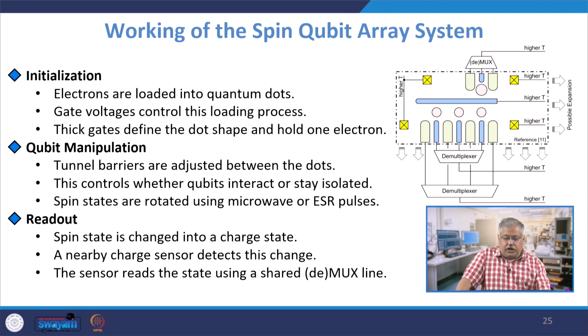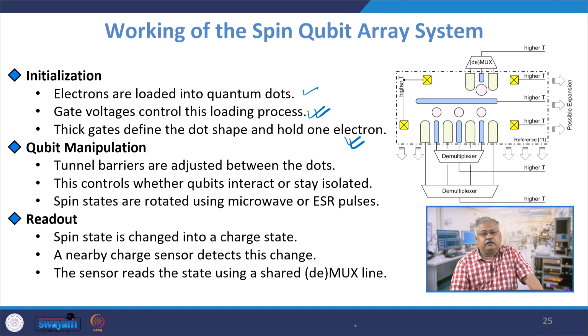Okay. So the idea is that we have already discussed the initialization. Electrons are loaded onto the quantum dots, that is the first thing you do. Then you control the gate voltage for the loading process. Then the thick gates are responsible for holding a single electron in those quantum dots.